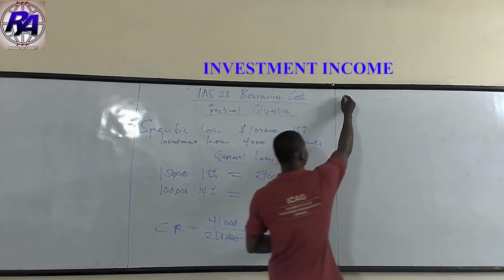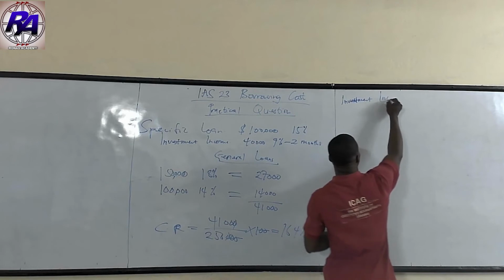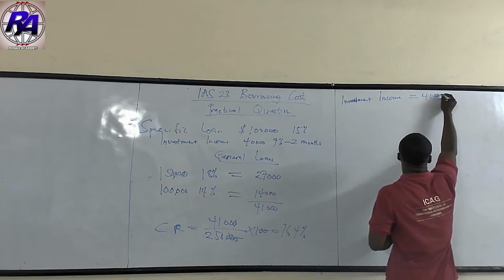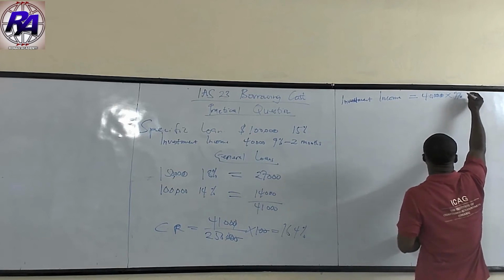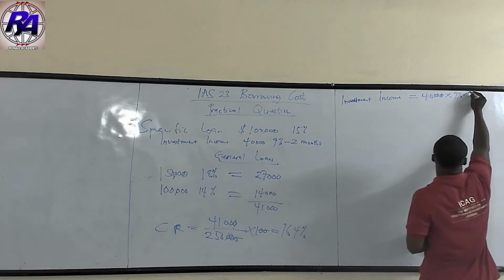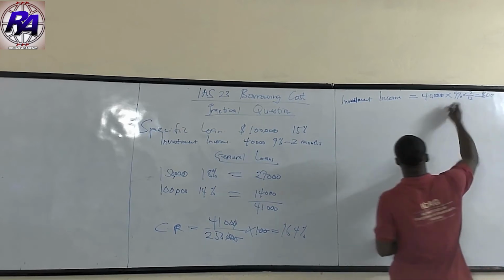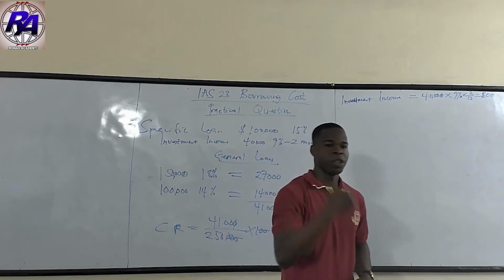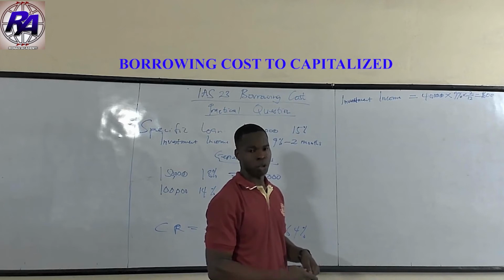So our investment income in this case is going to be the $40,000 that we invested multiplied by the percentage, which is 9%. Remember that it was only put into the investment for 2 months. So we multiply it by 2 divided by 12, and this gives us $600. Remember, this 9% is per annum, and therefore, if you invest for only 2 months, we divide the 2 by the 12.